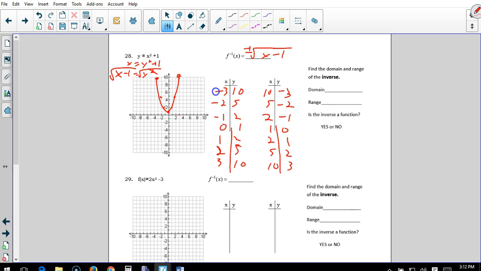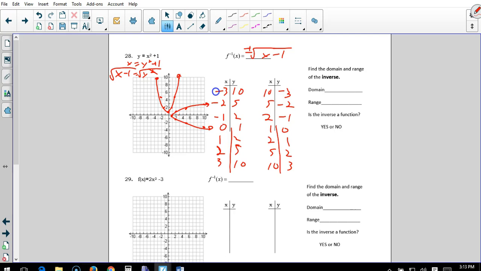Now we're going to graph the other one. 10, negative 3. 5, negative 2. 1, 0. 2, 1. Sorry, 2, negative 1. 1, 0. And then 2, 1 again. 5, 2. And then 10, 3. Which right off the bat tells us we don't have a function because we have multiple outputs for one input.